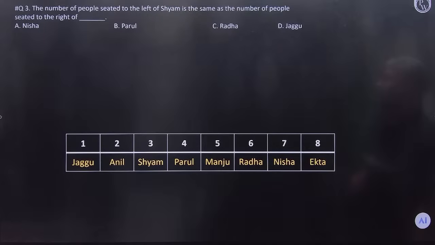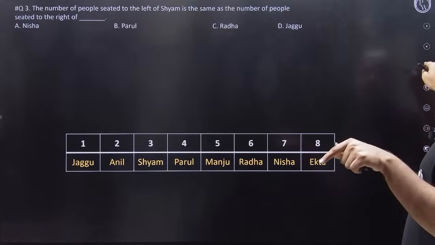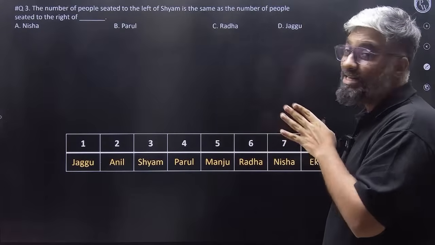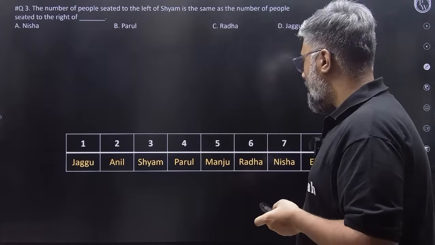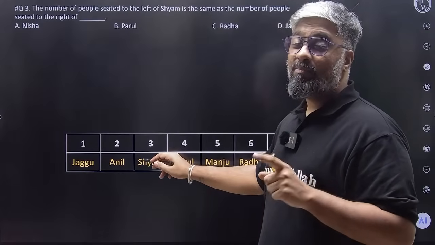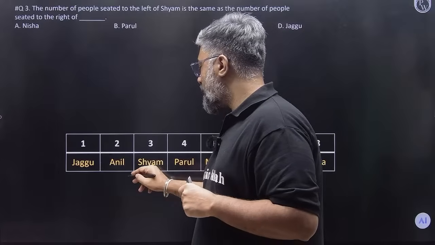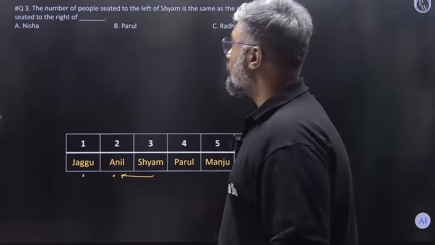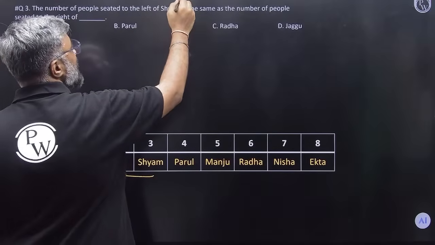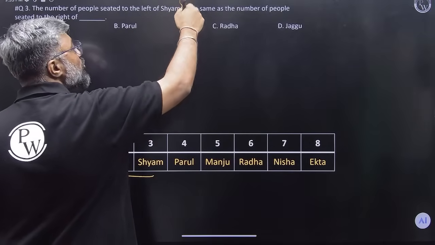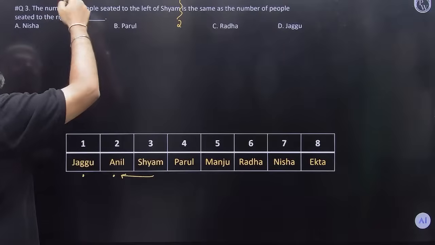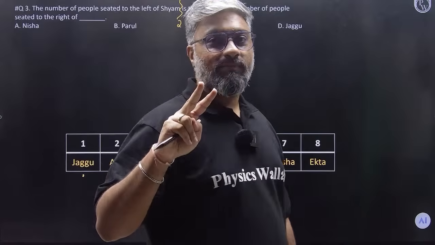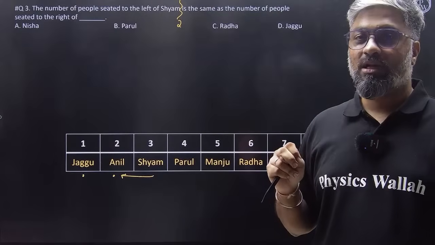Same. The number of people seated to the left of Shyam. This time they are very specific. Where's Shyam? Shyam is here. How many people are to the left of Shyam? 1, 2. So 2 is the same as the number of people seated to the right of whom? To the right of somebody, there should be exactly 2 people.